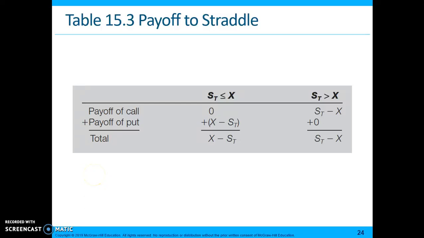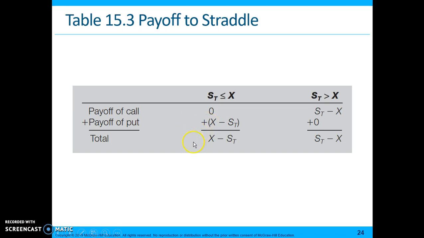Okay, next option strategy is a straddle. So we're going to buy a call and buy a put. The call is going to pay off, I'm sorry, the put is going to pay off... the call is going to pay off if the stock price is above the strike price, and the put is going to pay off if the stock price is below the strike price.